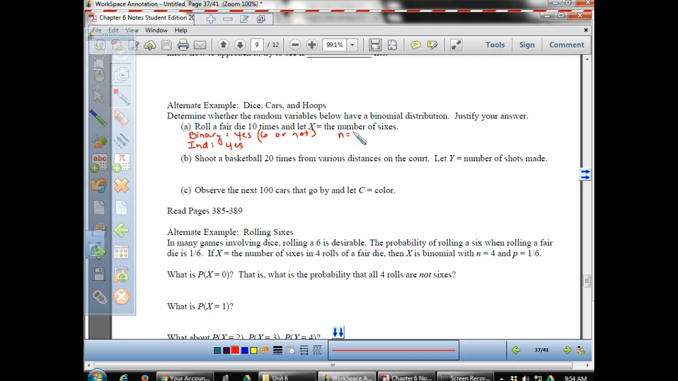N is going to be 10, so we have a fixed number of trials, and P is our probability of success, which is 1 out of 6. And also P is sometimes referred to as S for success probability, and sometimes it's referred to as P. So you kind of need to know both of those. So yes, it is a binomial distribution.